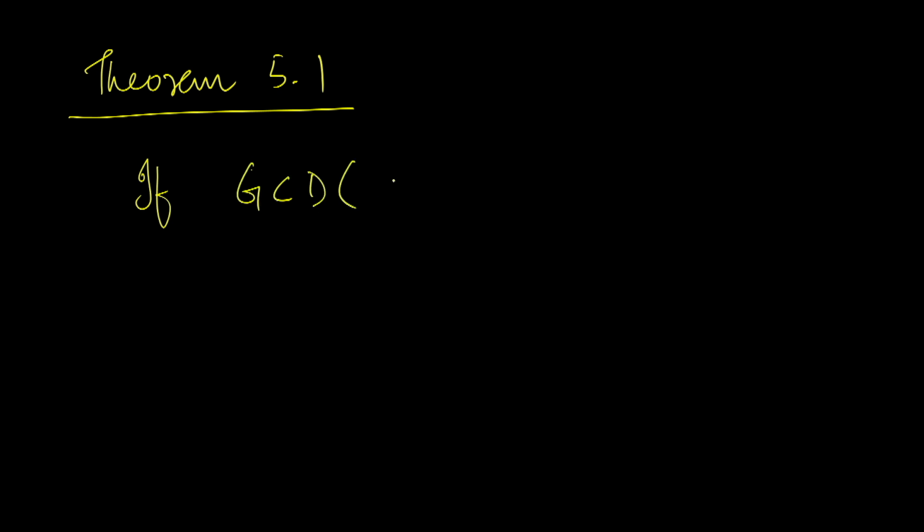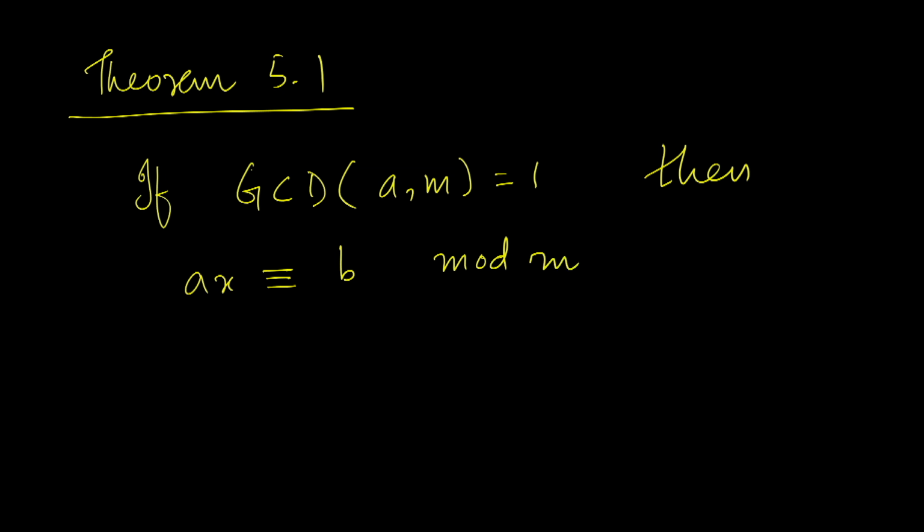So let us begin with a theorem. Let's call it Theorem Phi 1. Let us say GCD of a and m is 1. Then the congruence ax equals b mod m has a solution x1.